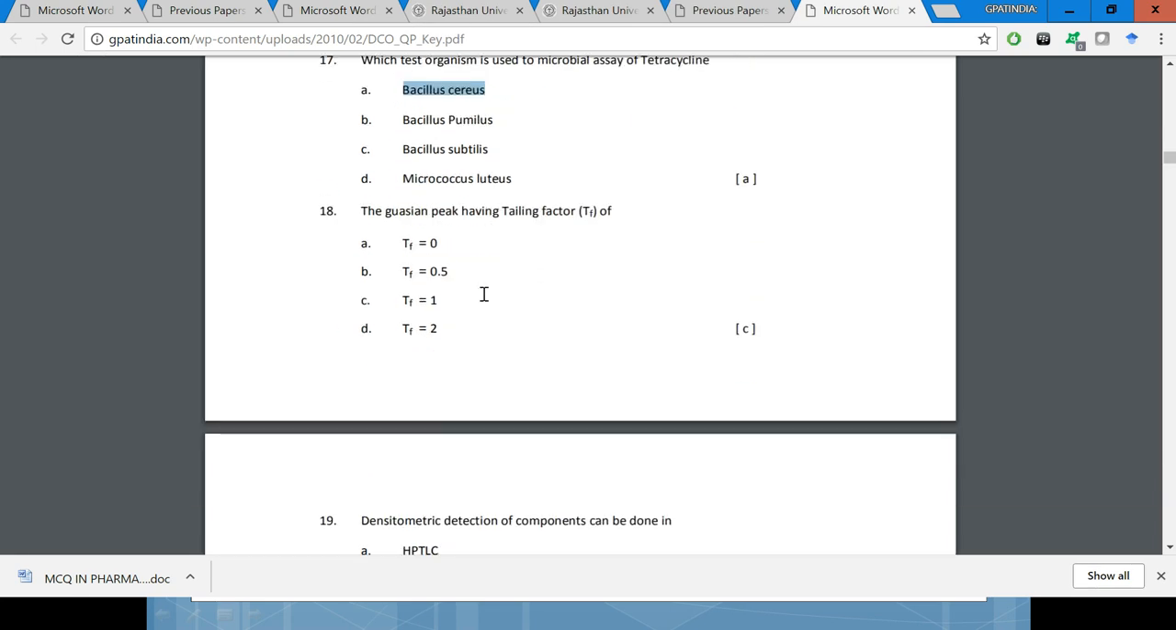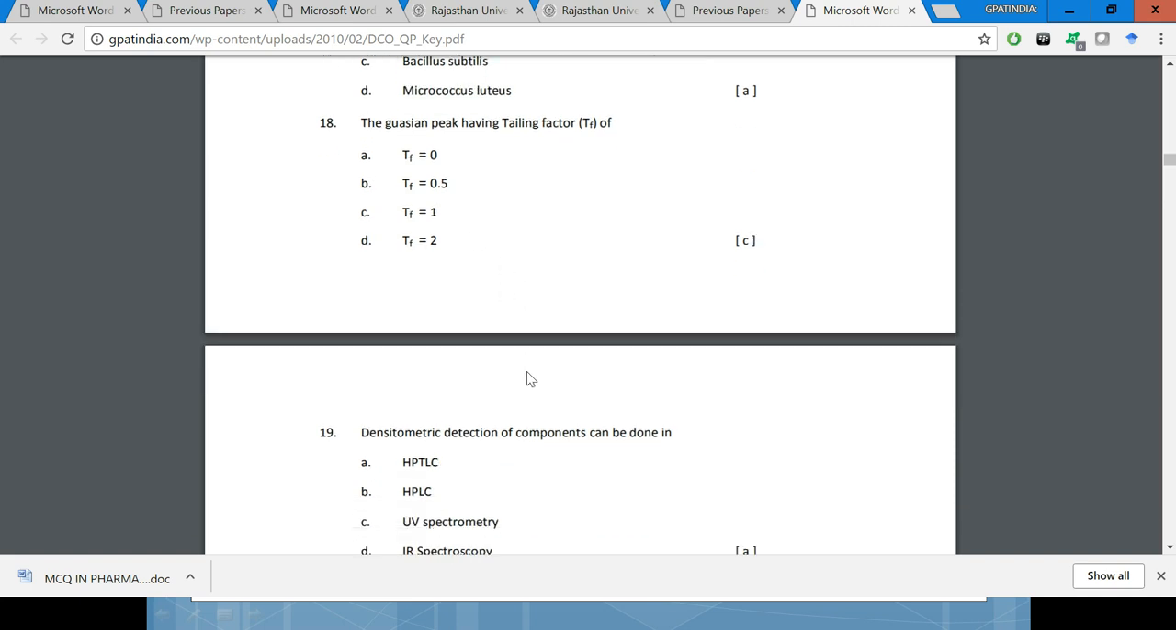For a Gaussian peak having a trailing factor of, whenever you look at a peak, it should be symmetric. If the peak is going more to the right side, that means there is tailing. So ideally it should be 1, because both right side and left side peak area ratio should be 1. So correct answer is C.